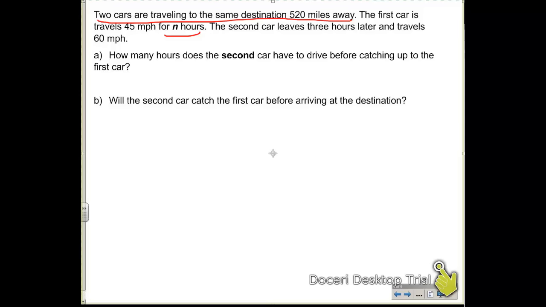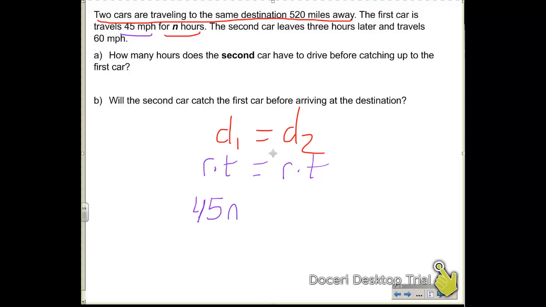So that means that the distance of car 1 is going to equal the distance of car 2. Now, since I don't know how far they're actually going, I'm going to rewrite that as rate times time for car 1 and rate times time for car 2. Now, I do know that the first car went 45 miles per hour, so its rate is 45. And the number of hours it went for, or its time, was N hours, so 45 times N. That represents the distance that the first car traveled.